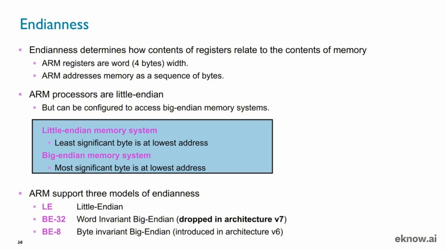Finally, the slide mentions that ARM supports 3 models of Endianness. LE is simply Little Endian, the default. BE8, or Byte Invariant Big Endian, is the modern standard for Big Endian support, which was introduced in Architecture v6. And you see BE32, or Word Invariant Big Endian, which has been dropped in Architecture v7. This is just a historical note, showing that the way ARM handled Big Endian data has evolved to the more standard BE8 model. So, the key takeaway here is understanding the difference between storing the little end or the big end first, and knowing that while ARM is typically Little Endian, it has the flexibility to work with Big Endian systems when needed.